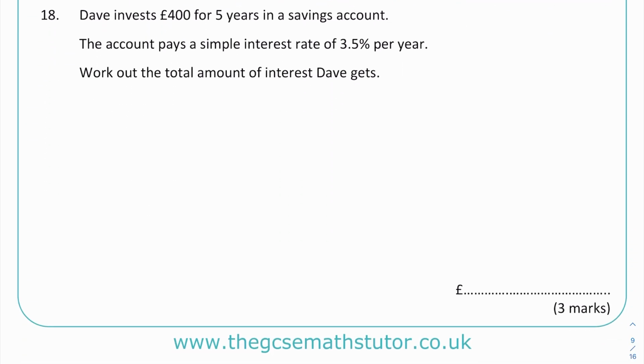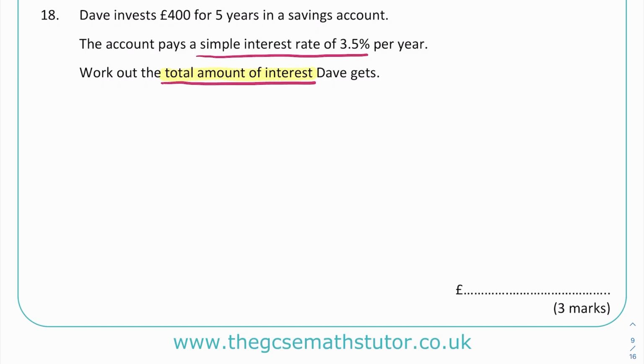Okay, so some simple interest. It says Dave invests £400 for 5 years in a savings account. The account pays a simple interest rate of 3.5% per year. Work out the total amount of interest that Dave gets. So be very careful. I'm going to highlight that because that doesn't mean it wants the total amount. It just wants the total amount of interest. I don't want to forget that in the final step because you would lose a mark for that.